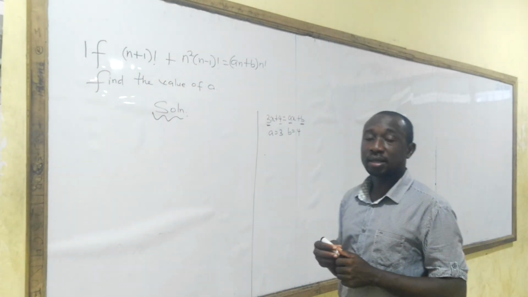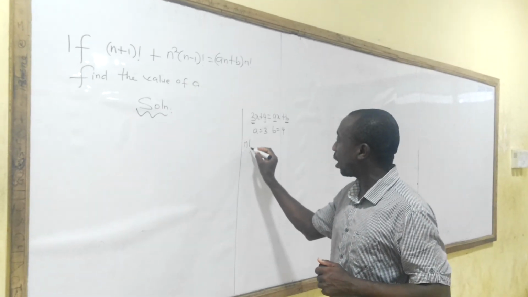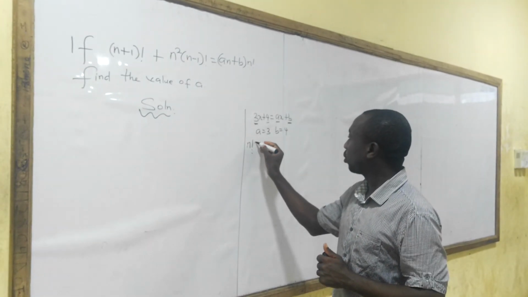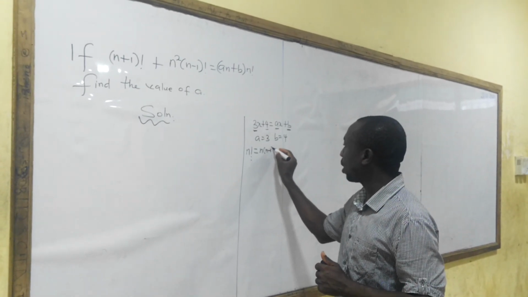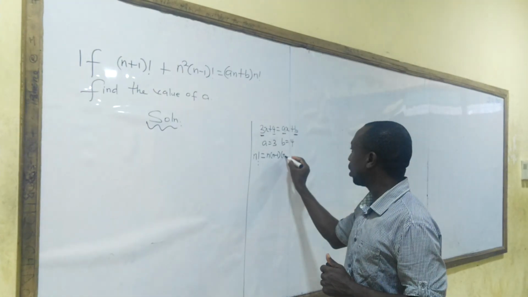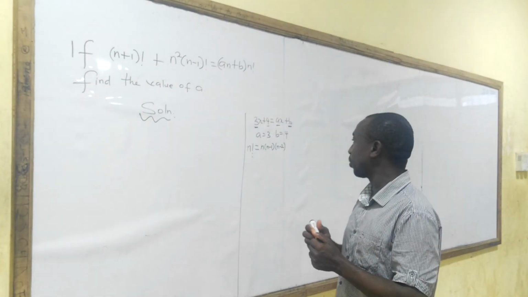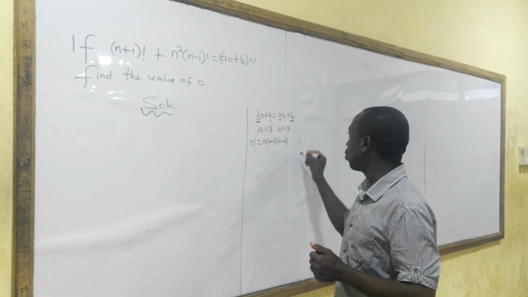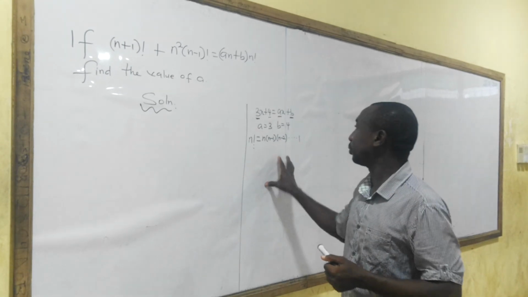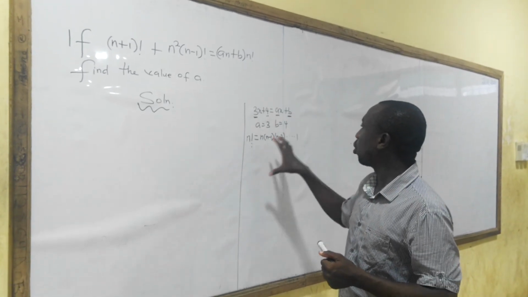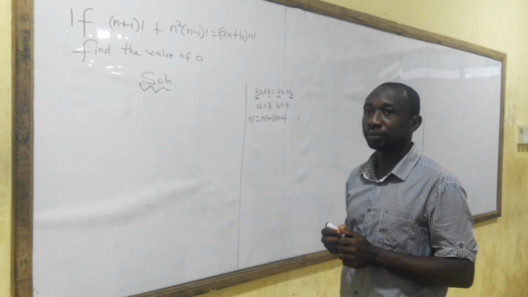The next thing is to understand n factorial. n factorial here means n times (n − 1) times (n − 2). That is, it will reduce successively till it gets to 1. And that is the meaning of factorial, n factorial. So let's apply these two concepts in solving this particular question.